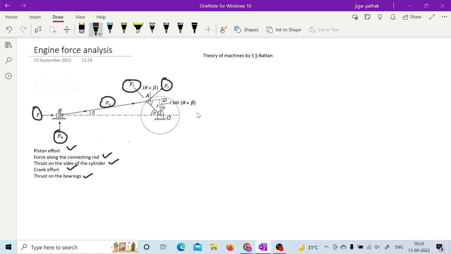So if we see one by one, then let us start with this piston effort, right? If you see this piston effort, then there is a pressure, right? Whenever that combustion of fuels takes place, there is a pressure on both the sides of the piston. Here you are having that pressure acting on this side.